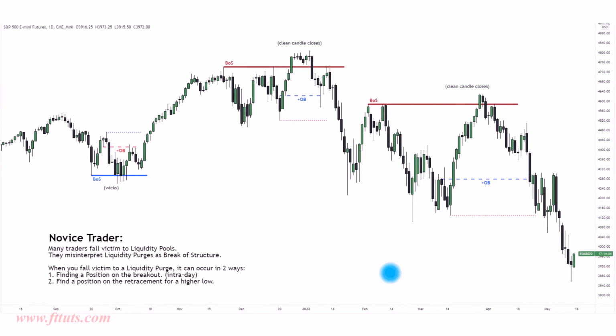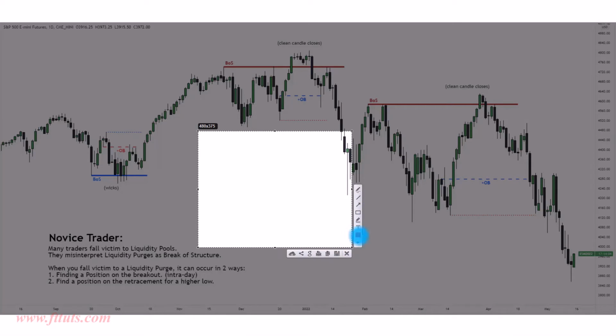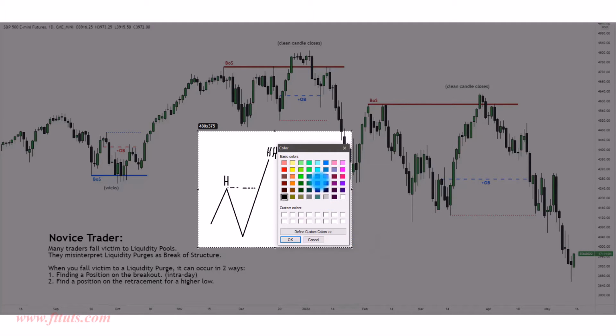The problem though is a lot of traders misinterpret liquidity purges as a break of market structure. So what that is, there's a high, low, high, high. Now the problem a lot of novice traders make is they see that high as a break in market structure. So MSB, BOS, whatever they call it, a break of market structure.